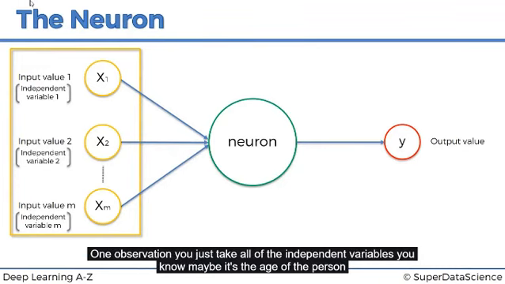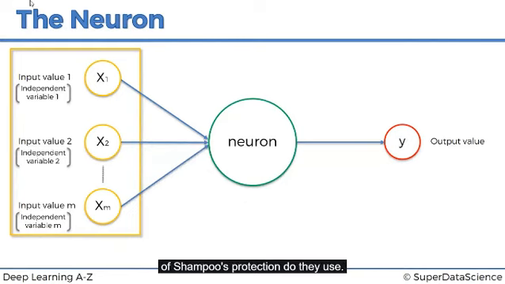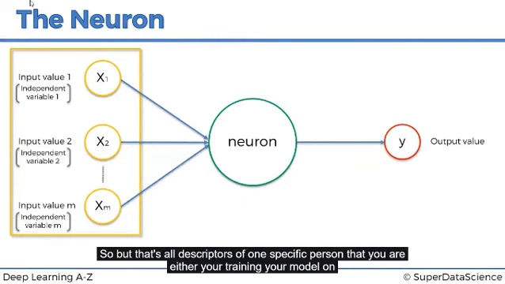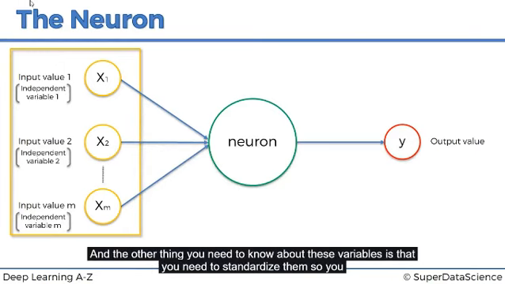You just take all of the independent variables, maybe it's the age of the person, the amount of money in the bank account, and how do they get to work, what method of transportation do they use? But that's all descriptors of one specific person that you're either training your model on or performing some prediction on.